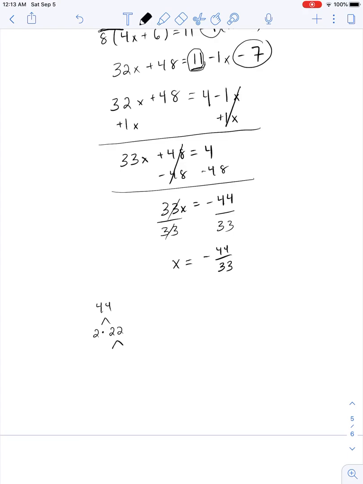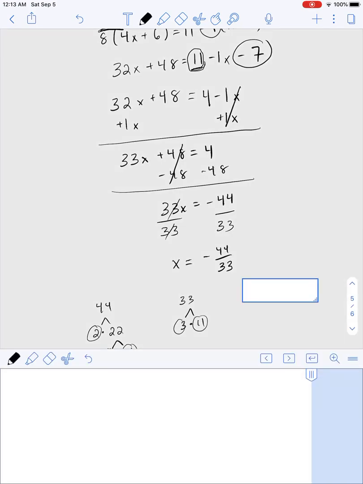And then you break up 22, that's what? 2 times 11. And you broke it up to its prime numbers. 33, you break that up, that's 3 times 11. These are also prime numbers, which means, oops. I don't know how to get rid of this yet. I don't know what I did.